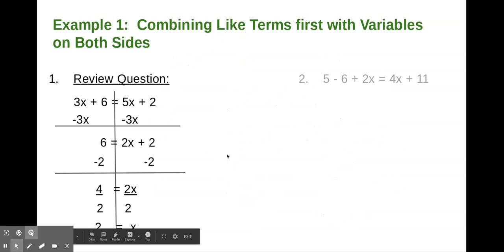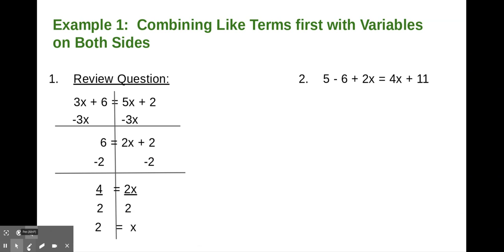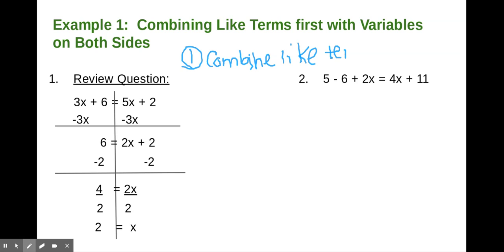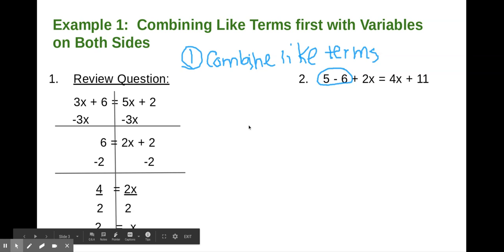Okay, so here is our first equation that was on the last slide there. So my first step, that's a little new today, is to combine your like terms. So step 1, combine your like terms. Okay, whether it's on the right side or the left side. So over here on this left side, I have 5 minus 6. I want to combine those first.